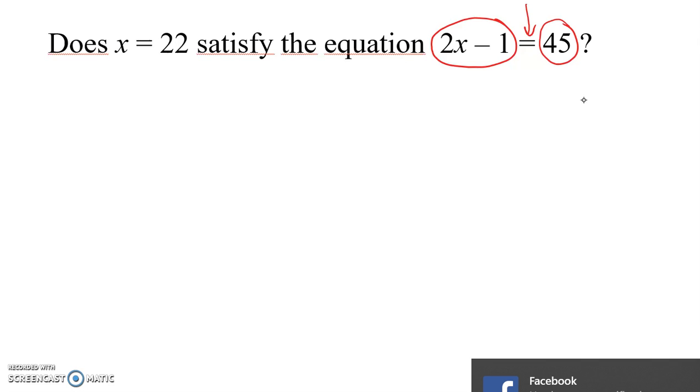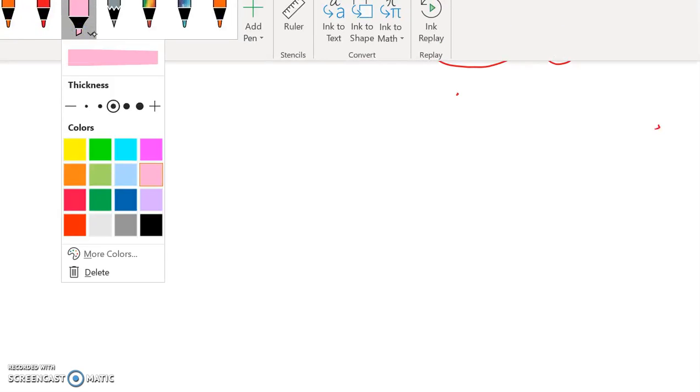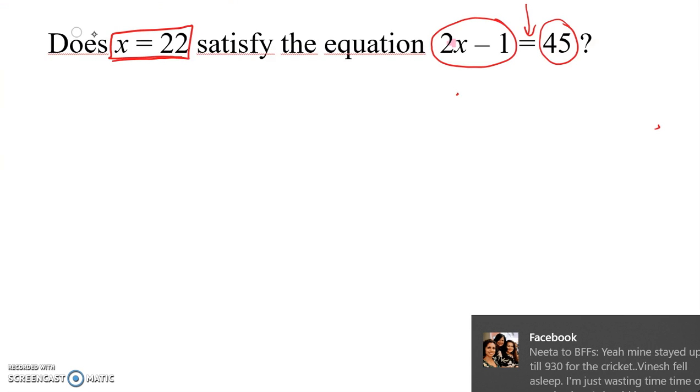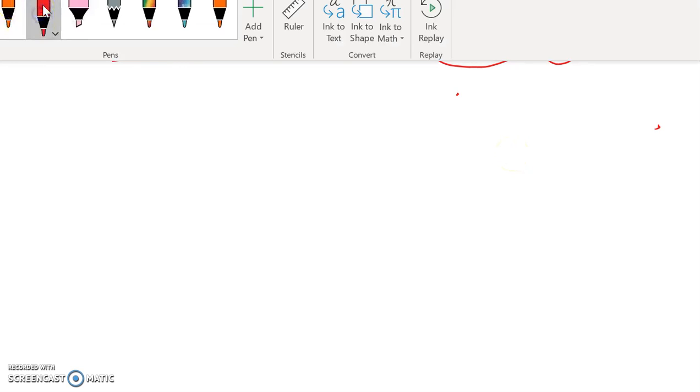So what I'm going to do is take my solution here, which is x equals 22, and substitute it into the equation. I'm going to substitute it for the x. So see this x here? I'm going to replace it with 22, and we're going to check if the left-hand side equals the right-hand side. Let's go ahead and do that.